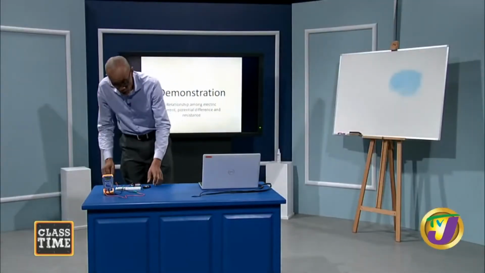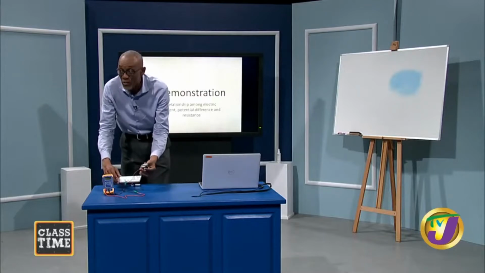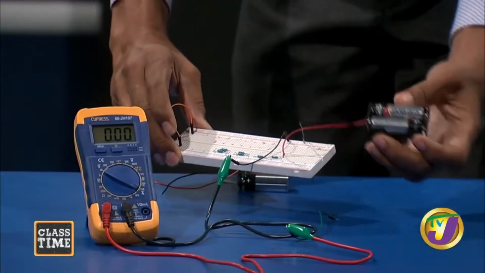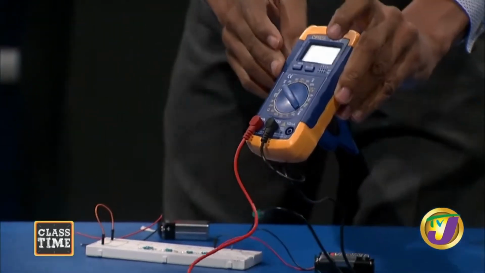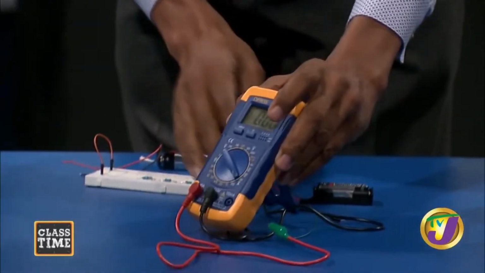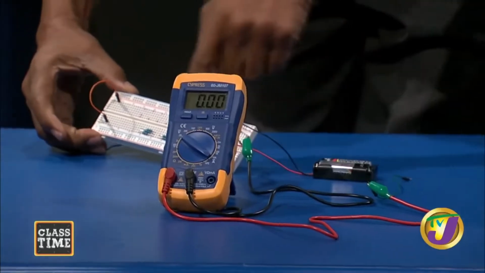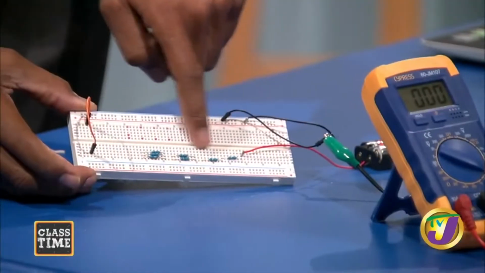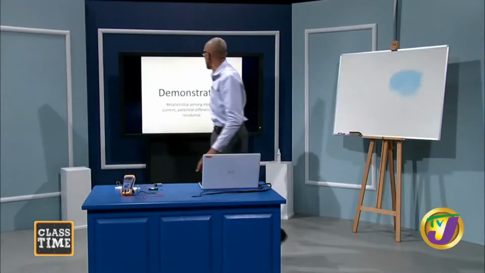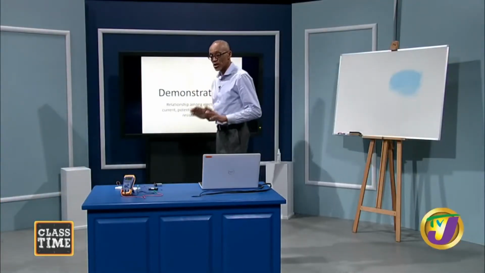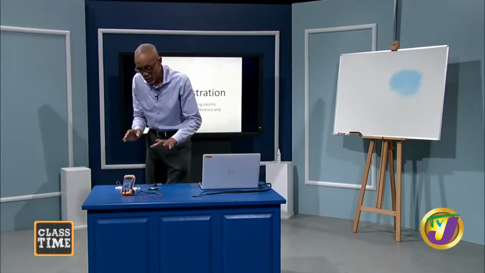So I have here a pair of cells, and this will provide my potential difference. I have here a measuring device, which is an ammeter, which will tell me what the current that is flowing will be. I have here a circuit board with some resistors, and we will look at what resistors are a little later. All right, and so the first thing we will look at is the relationship between potential difference and current.